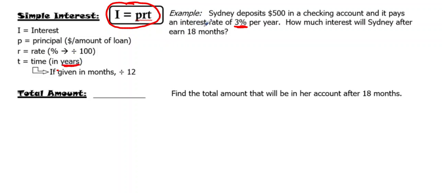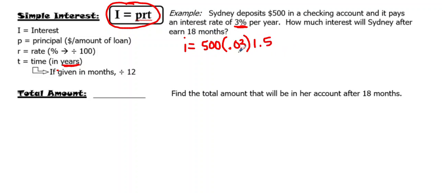So the first question is, Sydney deposits $500, so there's my principal, in a checking account, and it pays an interest rate of 3% per year. There's my rate. How much interest will Sydney earn in 18 months? Let's plug it into the equation. I equals, principal was 500, rate 3% is 0.03. Don't put 0.3, because that's 30%, and that's way too much money. 18 months is 1.5 years.